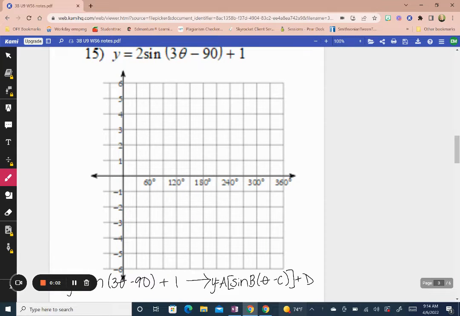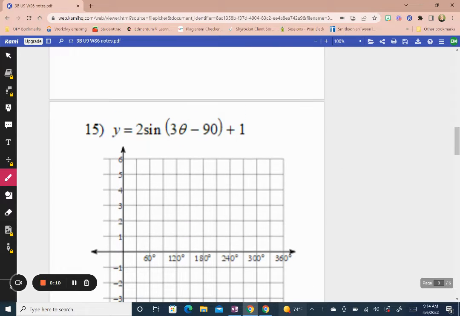All right, guys. So this video is going to cover graphing trigonometric transformations, okay? So we can take a look at our function right here. It says y equals 2 sine parentheses 3 theta. And I know a lot of people say, that's a zero thing. It's called theta. Minus 90 in parentheses plus 1.